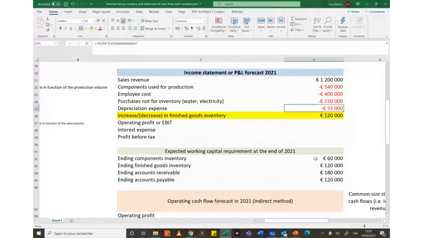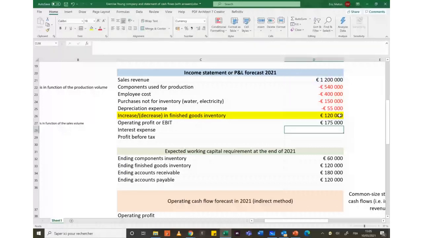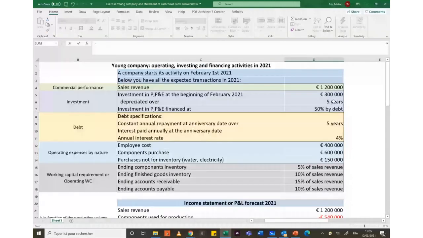So now we have the operating profit, or EBIT. It's the sum of everything. So we have 175,000. Now we need the interest expense. We finance 50% of the investments with the debt, so the debt is equal to 150,000.